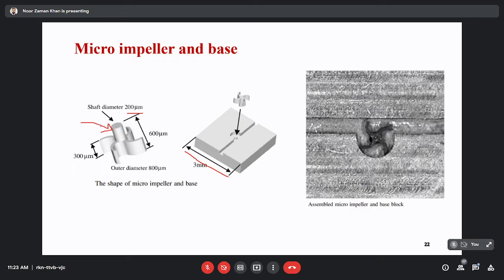So this is the image of the micro impeller and the base block in the assembly. See this same image. First they made the base separately, and then they made the impeller. After assembly, it will look like this. This is the micron size impeller, with an outer diameter of around 800 micrometer.